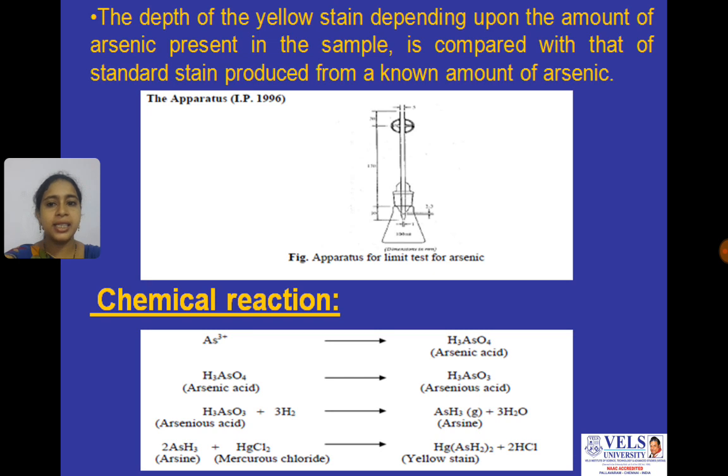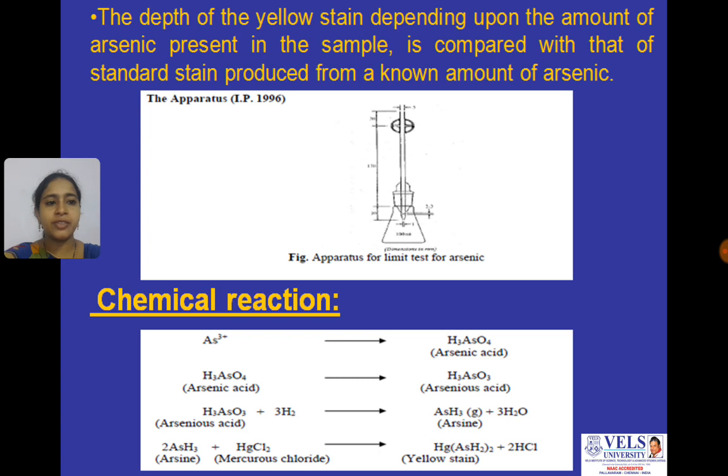This is clearly explained by using a chemical reaction. The arsenic, which is present as an impurity, when dissolved in acid will produce arsenic acid. The arsenic acid is reduced to arsenous acid by reducing agents like stannous chloride and potassium iodide. And the nascent hydrogen, which is produced during the chemical reaction, reduces arsenous acid into arsine gas. The arsine gas reacts with mercuric chloride paper to produce a yellow color stain. The depth of the yellow stain depends upon the amount of arsenic present in the sample, which is compared with that of the standard stain produced by a low amount of arsenic.